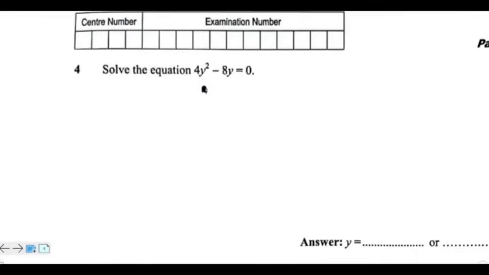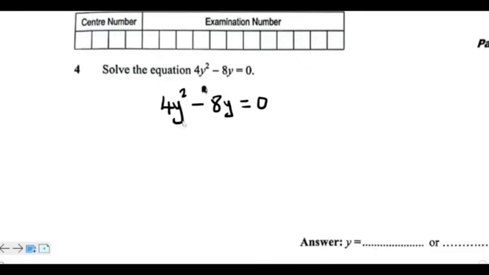We've now come to question 4. Solve the equation. 4y squared minus 8y is equal to 0. So we are solving this equation. 4y squared minus 8y is equal to 0. So this is a quadratic equation because y is raised to the power of 2. So this means that the values of y are going to be 2. You can even check in our answer section right here, y is equal to dash or dash. So they expect us to find two values for y.